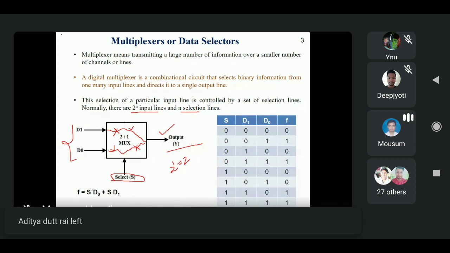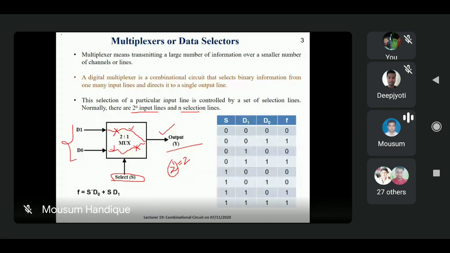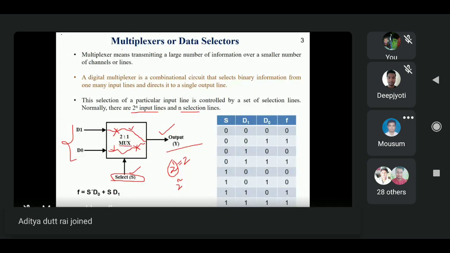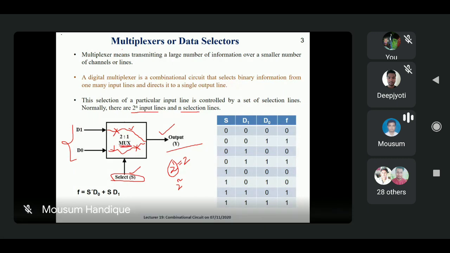And if we are breaking this particular part in this form, that time what happens? N equal to 1. That time what happens? Only one selection line is required for a 2 into 1 multiplexer, shortly written as MUX. So how many selection lines are we using for 2 input lines? Only one selection line, because 2 to the power 1, and n equal to 1 here.